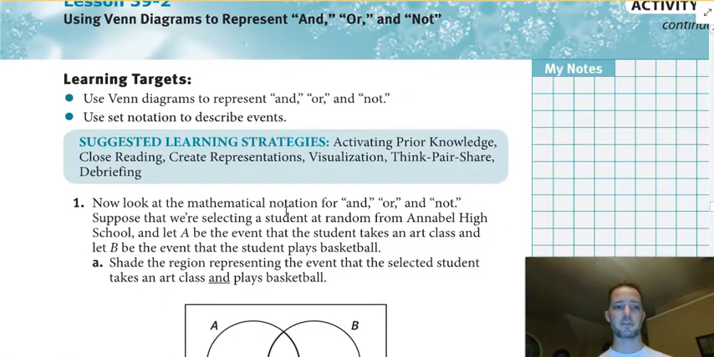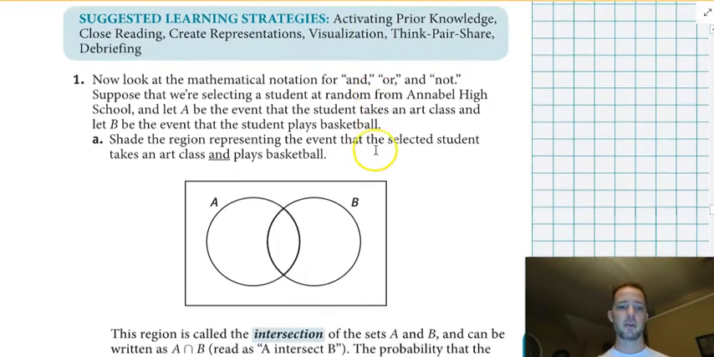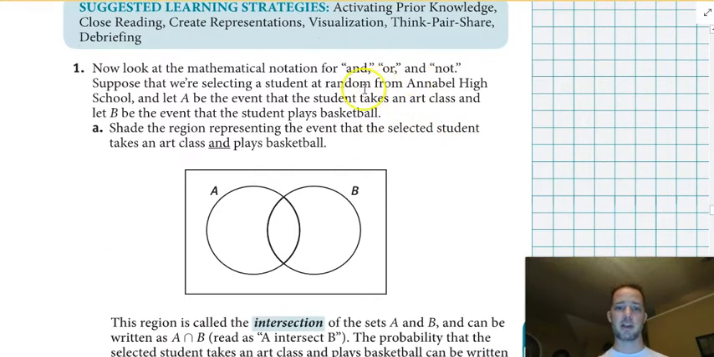Our goals are to make sure that we know how to use Venn diagrams to represent and, or, and not statements, as well as learn some new set notation to help us describe and, or, and not statements. So look at the mathematical notation for and, or, and not.